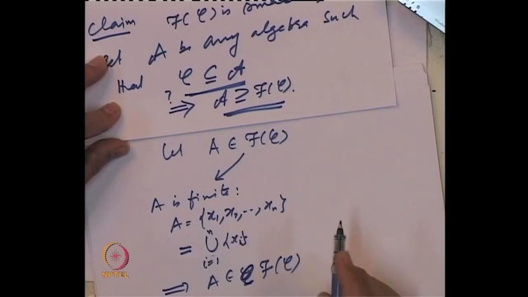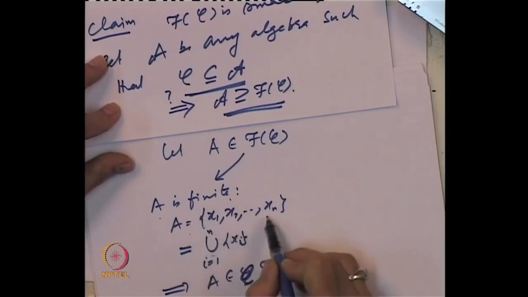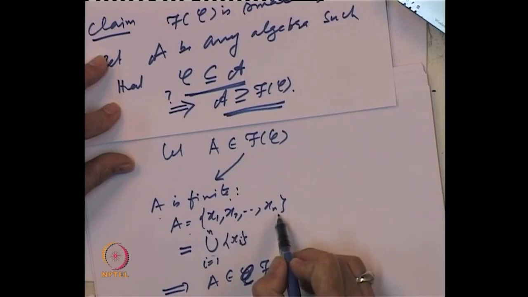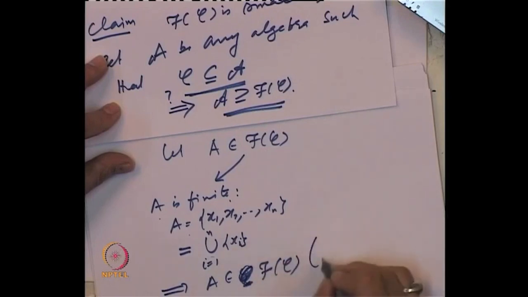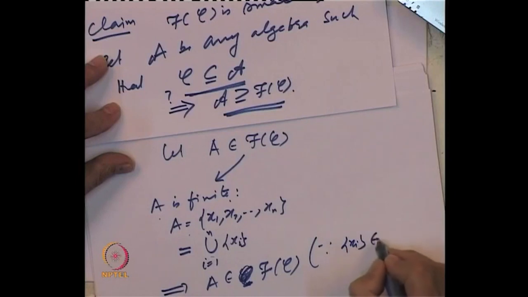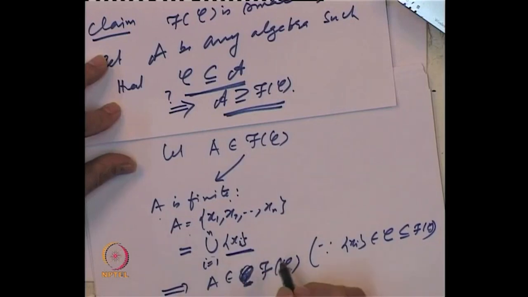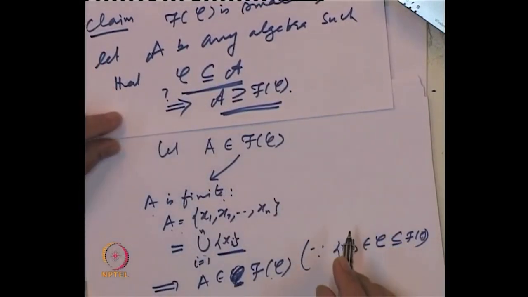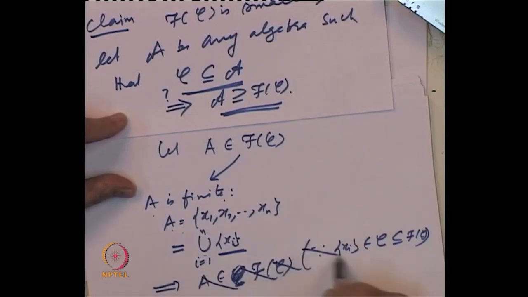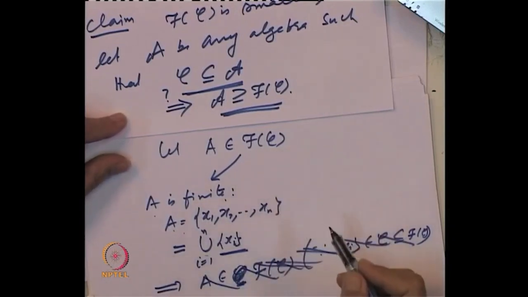So let me just go through again. Because A is finite, A is written as x 1, x 2, x n. So, I can write it as a finite union. Each x i belongs to C. So, each x i belongs to F of C. Because each x i belongs to C, which is a subset of F of C, each one is in F of C. F of C is an algebra. So, A belongs to F of C. Okay? Oh, I am sorry. This is not what we wanted to prove. So, this is not true. Of course, I was proving whatever was required.